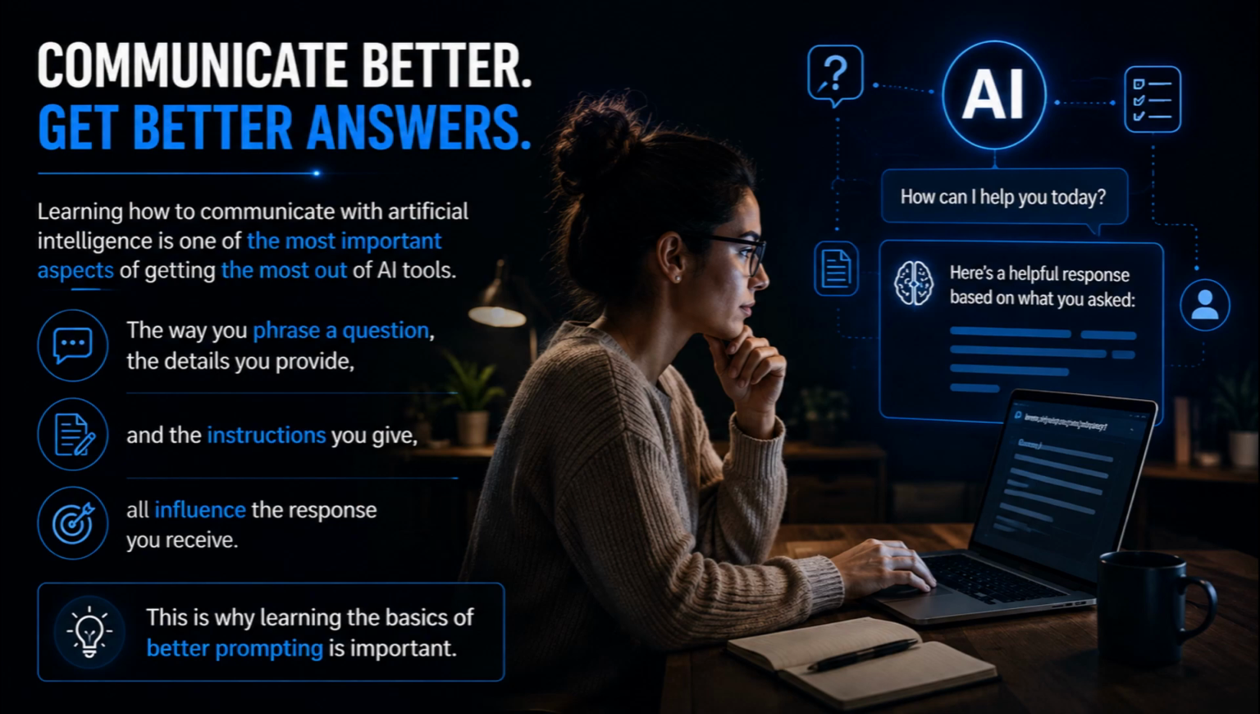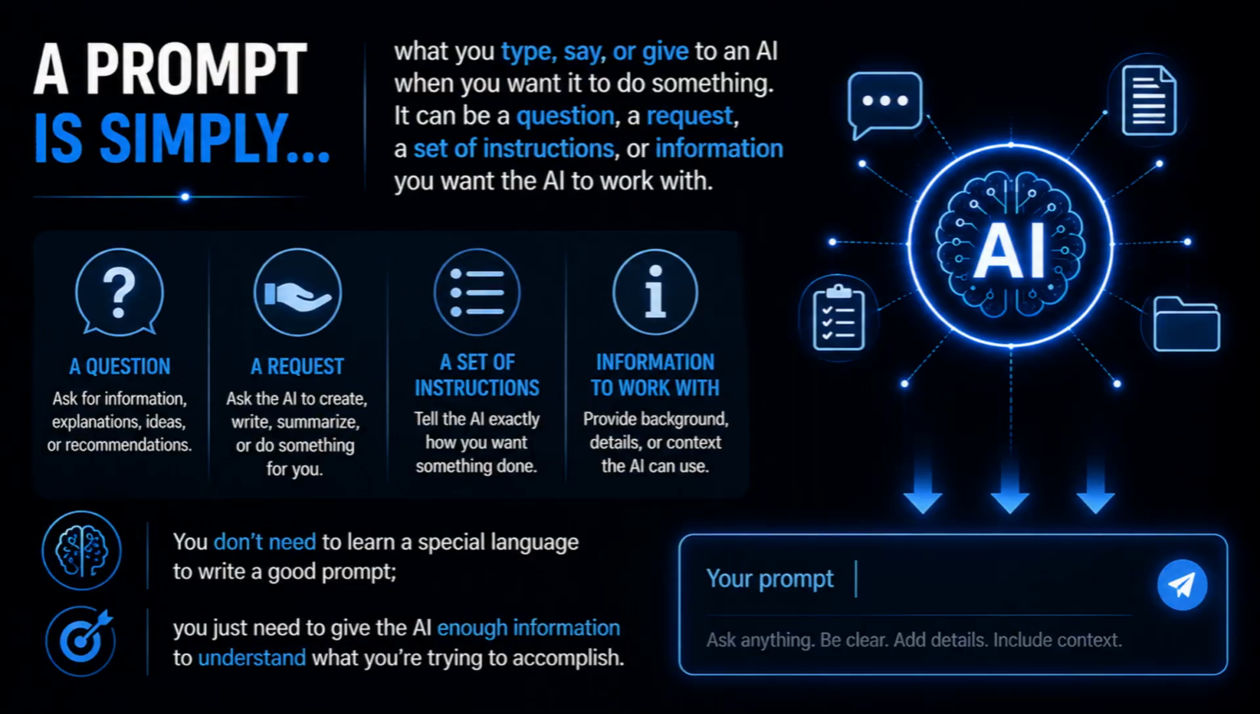Learning how to communicate with artificial intelligence is one of the most important aspects of getting the most out of AI tools. The way you phrase a question, the details you provide, and the instructions you give all influence the response you receive. This is why learning the basics of better prompting is important. A prompt is simply what you type, say, or give to an AI when you want it to do something.